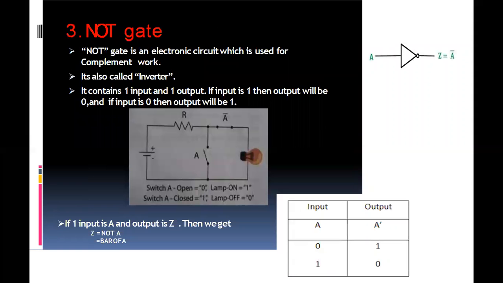And here the NOT gate is nothing but an inverter, and it is used for complement work. If the input is 1 then the output is 0, and if the input is 0 then the output is 1, and we use a bar or a prime for the NOT gate.